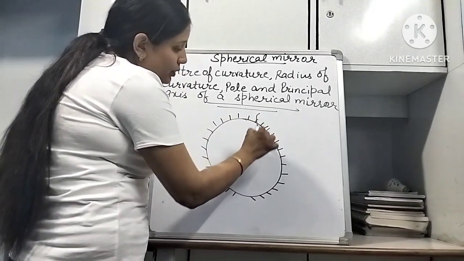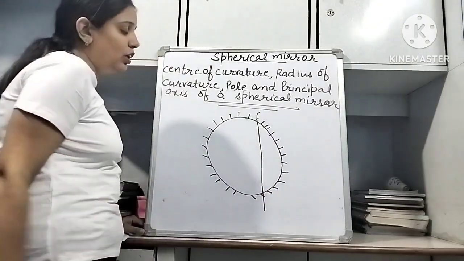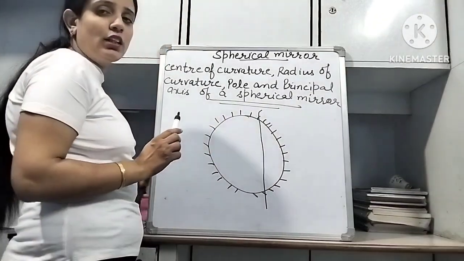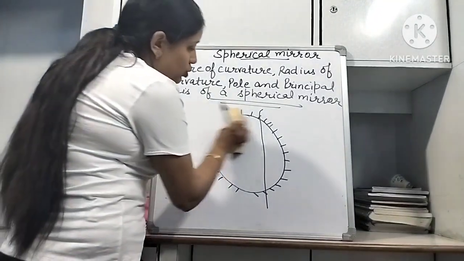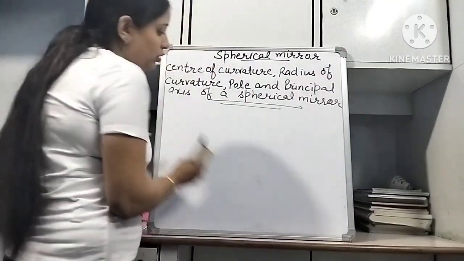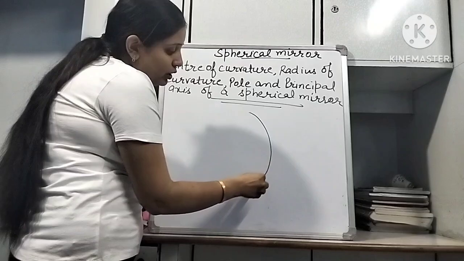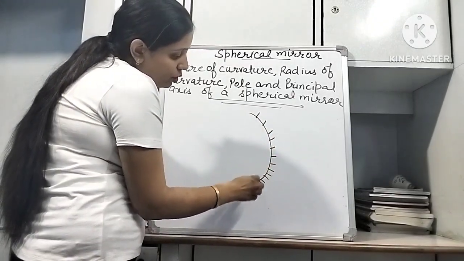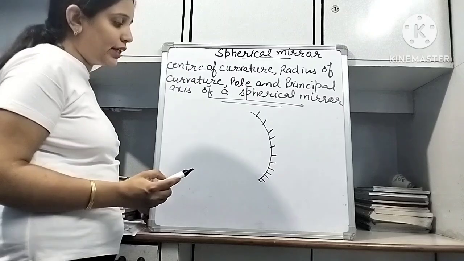If we cut this mirror like this, the mirror formed is a spherical mirror and it is a concave mirror. So I will draw. This is a concave mirror whose bent inside is the reflecting side.